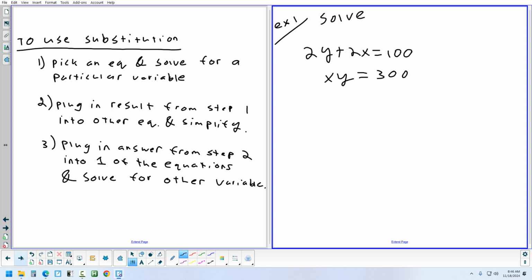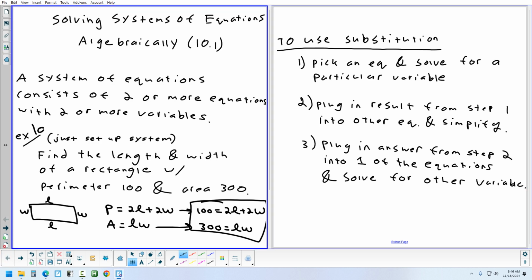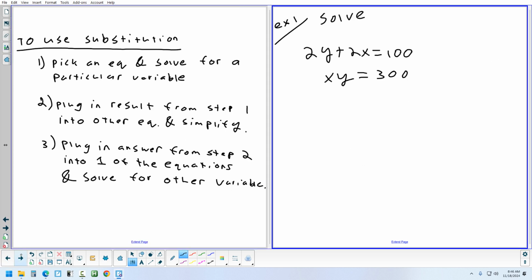So that's the same problem that we set up. I guess we'll call this example 1A, and then example 1B will be where we solve it. Pick an equation, solve it for a variable. Which equation do we think is easier to solve there for a variable, top or bottom? Bottom. Yep, bottom.